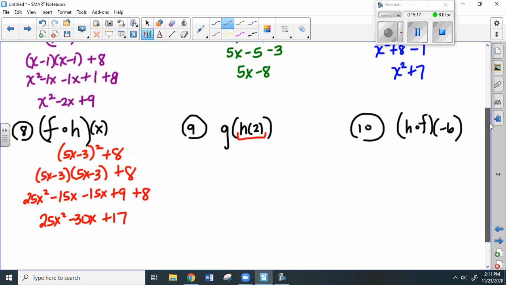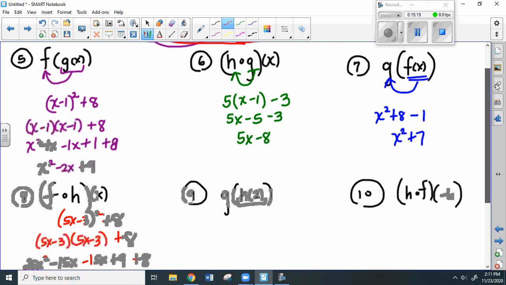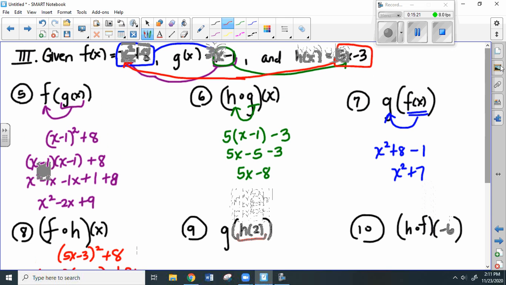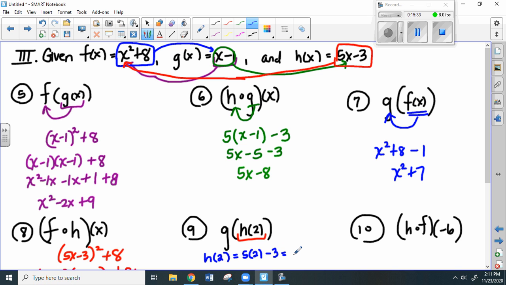Okay, so let me slide up so I can see my functions again. All right, so here's what I'm saying. I've got to figure out what H of 2 is first. So I'm going to plug 2 in for X. 5 times 2 is 10, and 10 minus 3 is 7. Then I'm going to take that answer and put it into G.